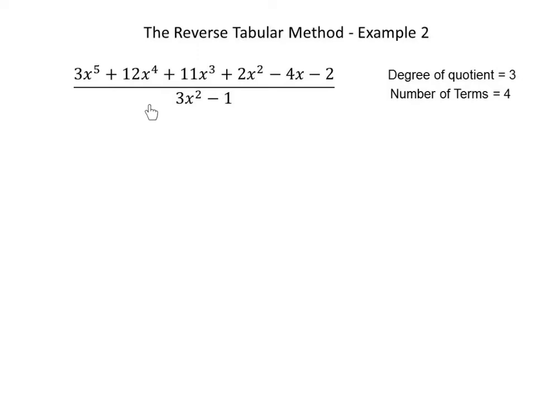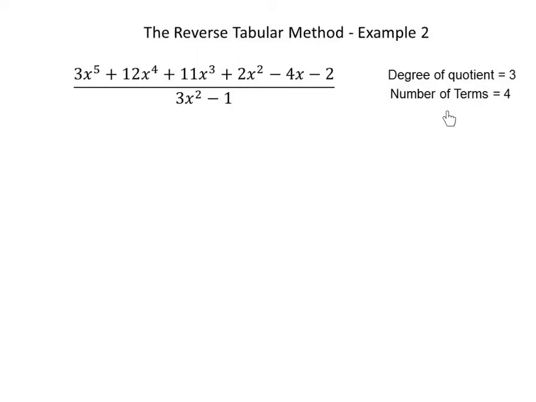But the first thing to do is to find the degree of the quotient. Remember, we don't have the quotient yet, but we're going to determine what its degree will be. To do that, we will divide the first term by the first term. So when we divide x to the fifth by x to the second, basically we'll be subtracting the exponents. 5 minus 2 is 3. This is how we know that the degree is 3.